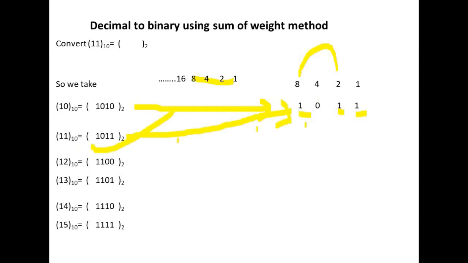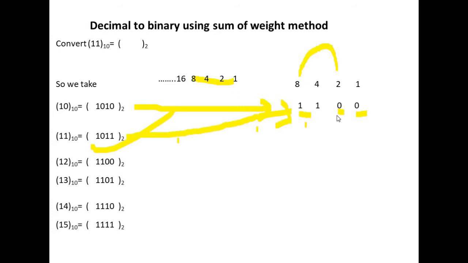Now come to the binary equivalent of 12. How would we get 12? You see the 8 and 4 positions. If we take these 2 positions, we can get 12. So here we see 8 and 4. This is 12. So the binary equivalent of 12 is 1, 1, 0, 0.